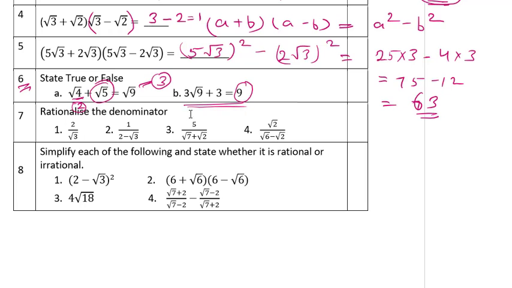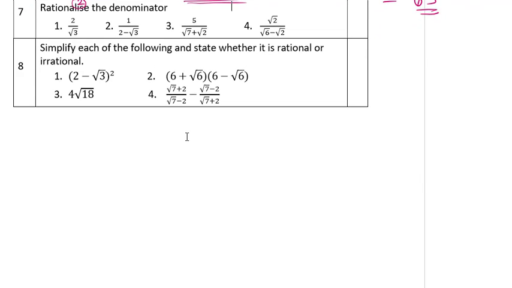Now the seventh problem is to rationalize the denominator. So 2 upon root 3. Rationalize the denominator means in the denominator I don't want this irrational number. So for that what will we do? We will multiply this ratio by root 3 and divide by root 3. If I multiply and divide by the same number, there is no effect on the fraction. So I will multiply and divide by root 3.